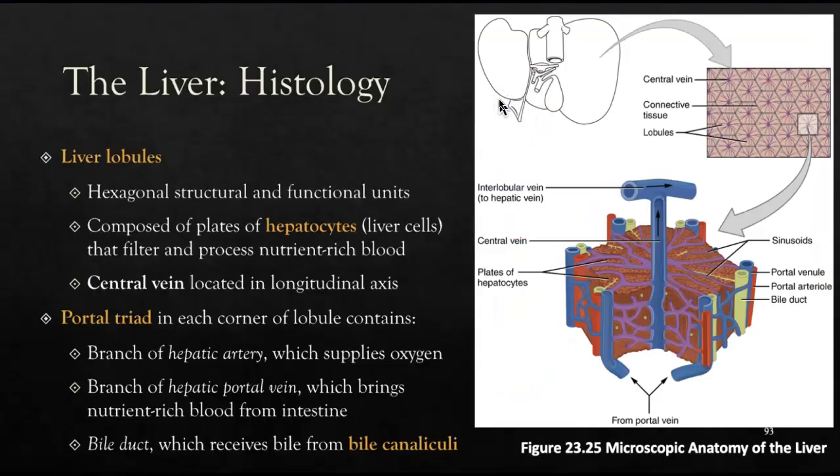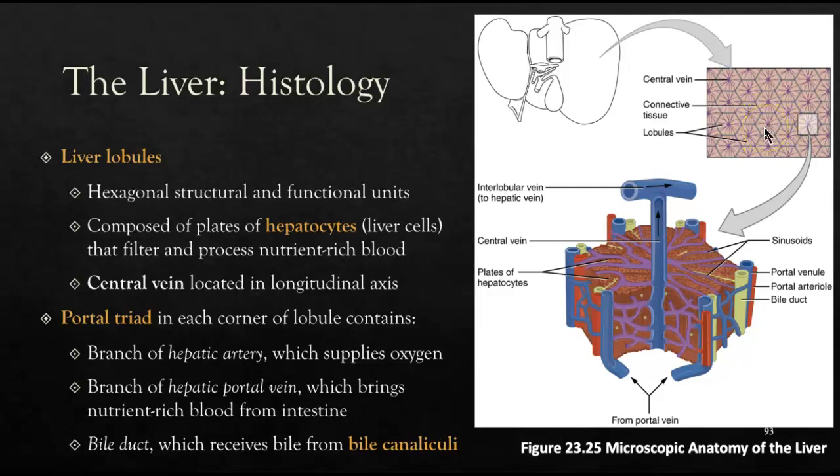So that brings us to our liver lobules. So we're looking at some of the histology within the liver, and here we could see our liver lobules as being these hexagonal structures and what we call the functional unit of the liver.